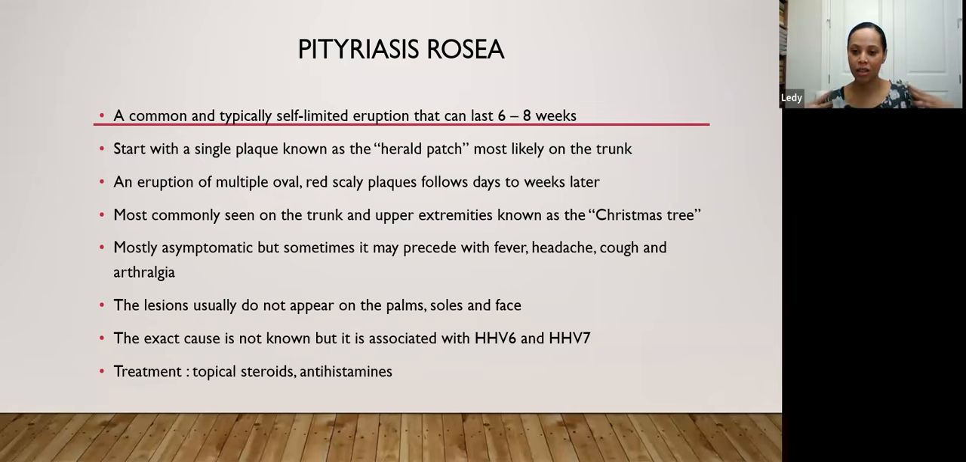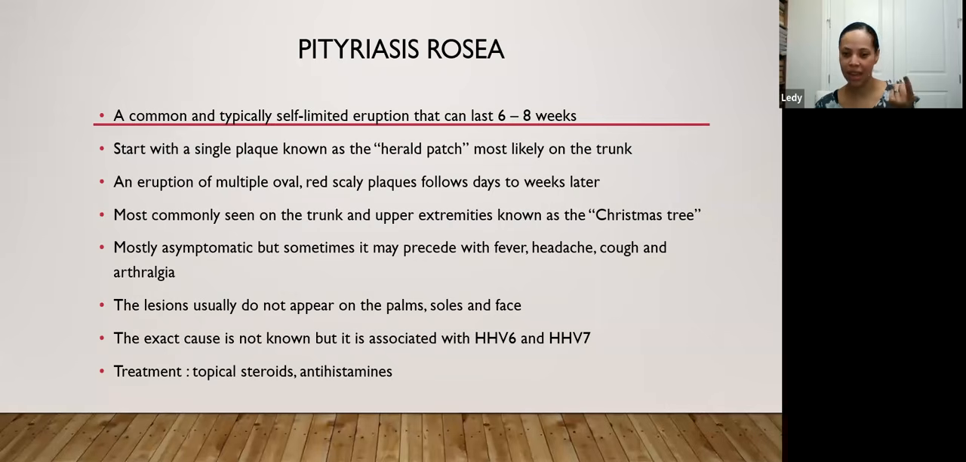You have a rash that usually appears on the torso, and it starts usually with one big patch. They call it the mother, or in medicine we call it the herald patch, which we all know, but the parents would call it the mother. That has to be the mother because it's so big. So I usually ask, when did this start?